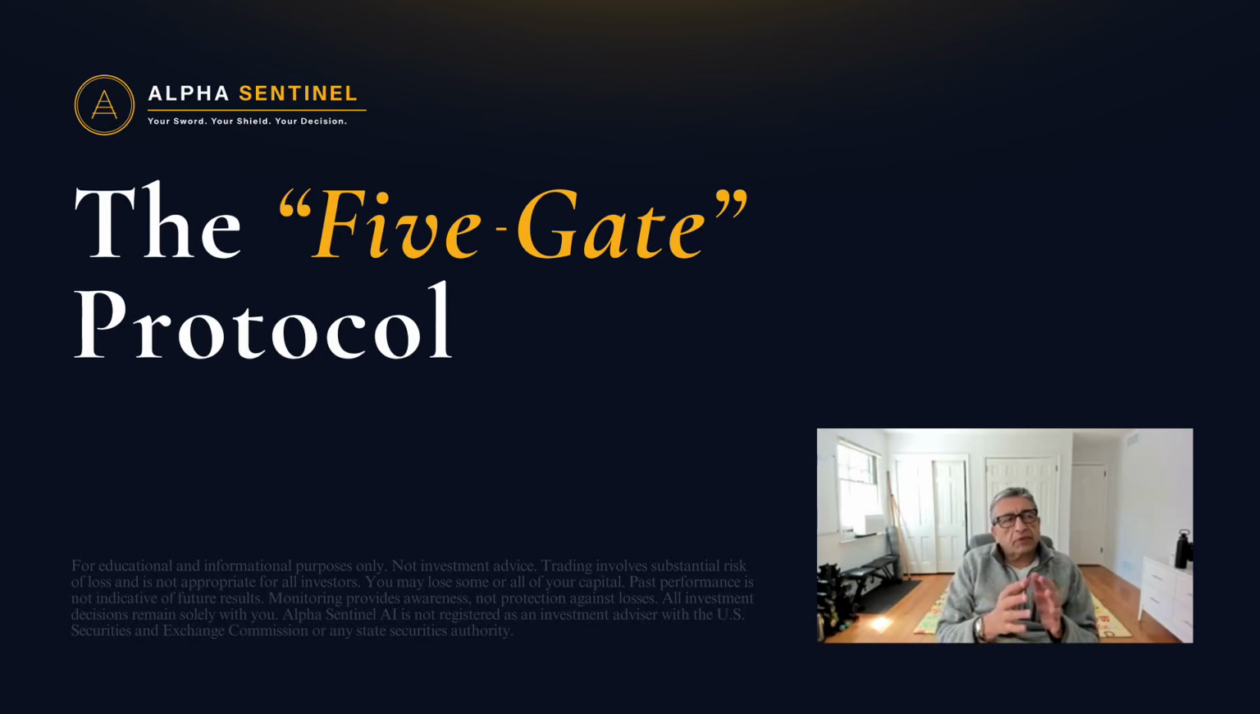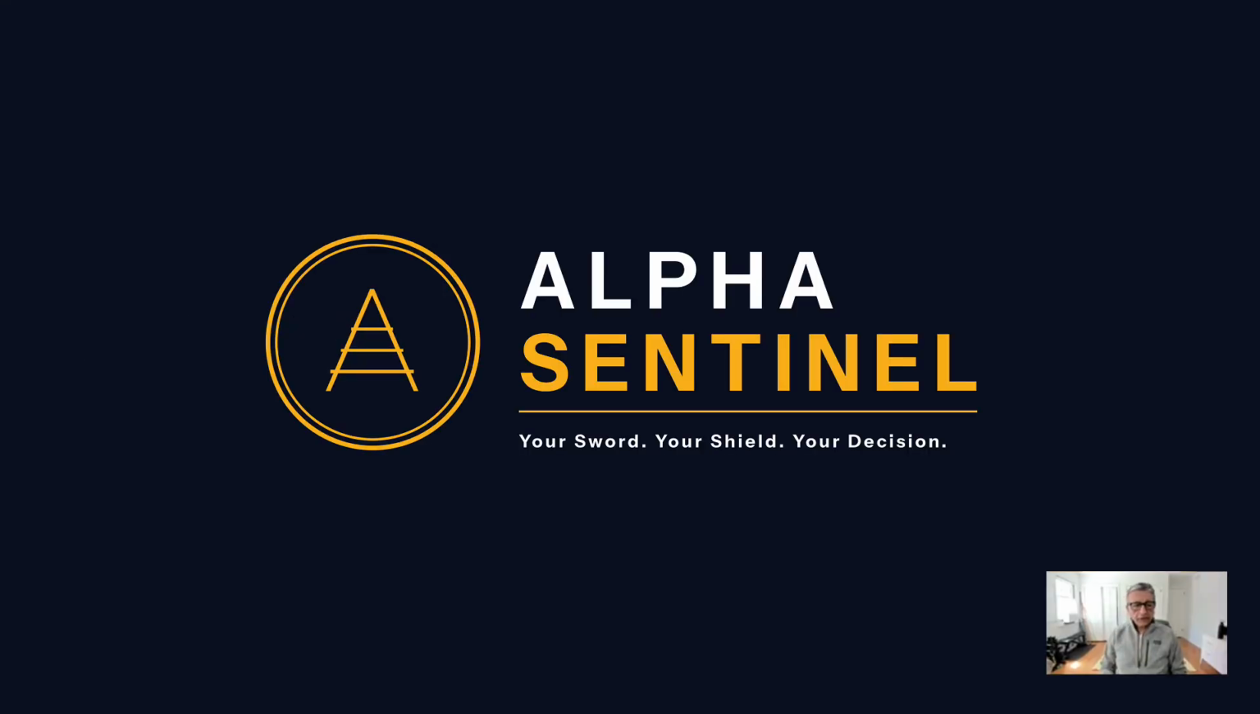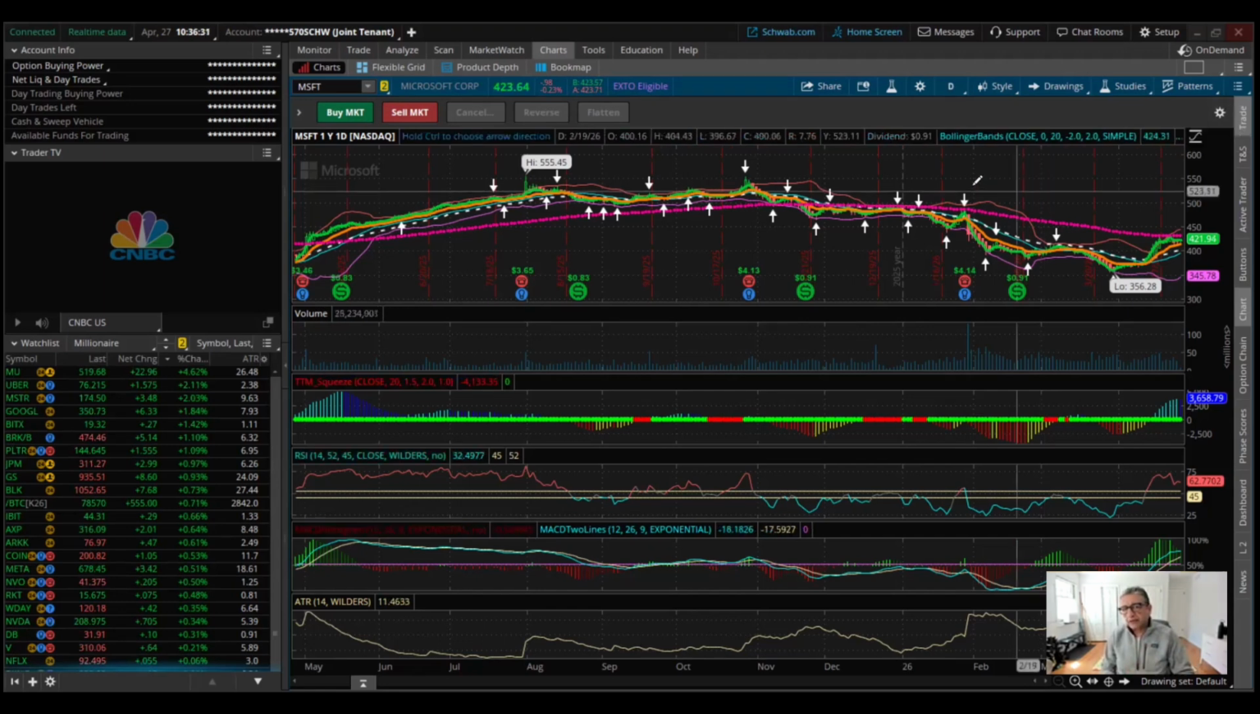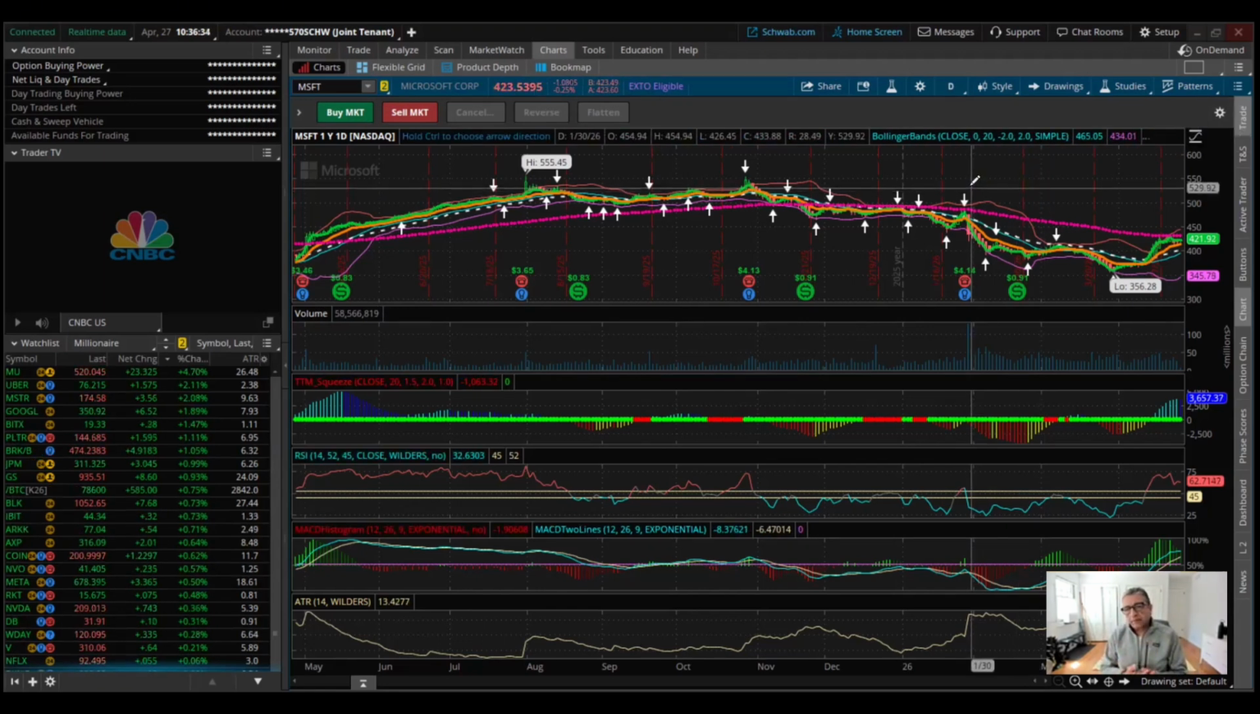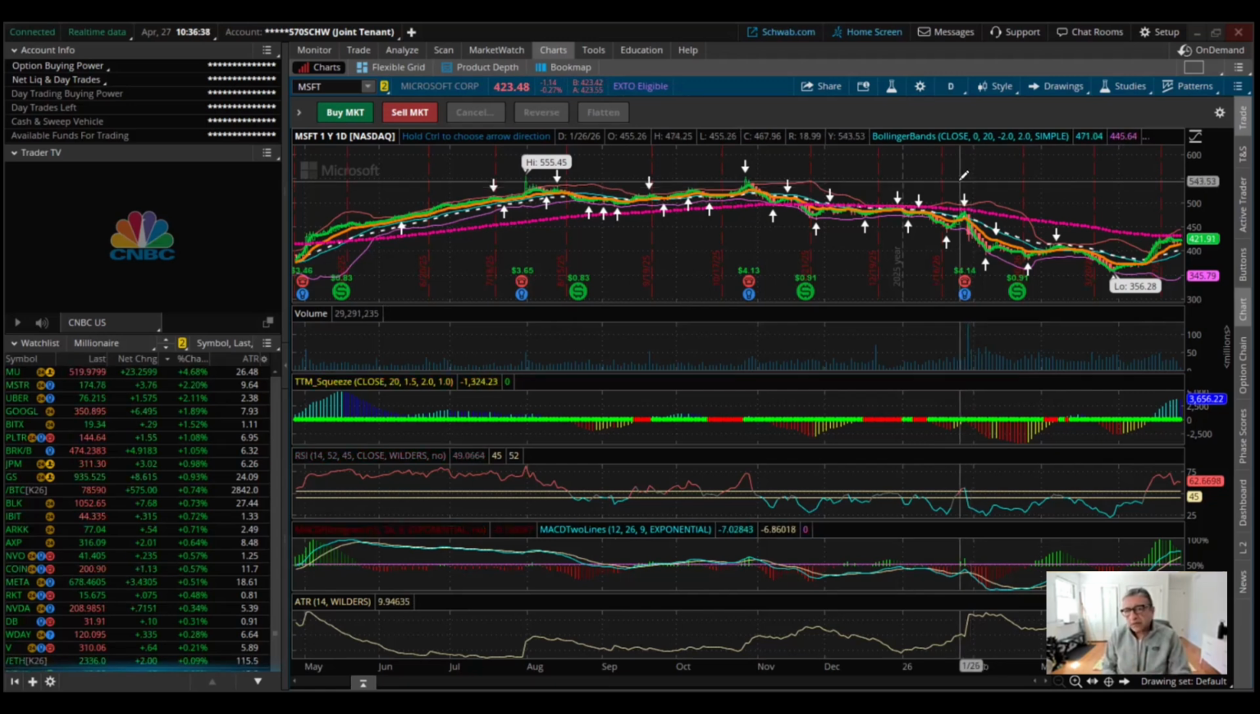The 5-gate protocol is my proprietary trading algorithm. How I buy and sell is based on what the stock price is doing in relation to the 5 signals that I look for. This is a trade that I have taken based on what is showing up on the scanner in our platform. And the 5-gate protocol is basically 5 different signals that we look at.